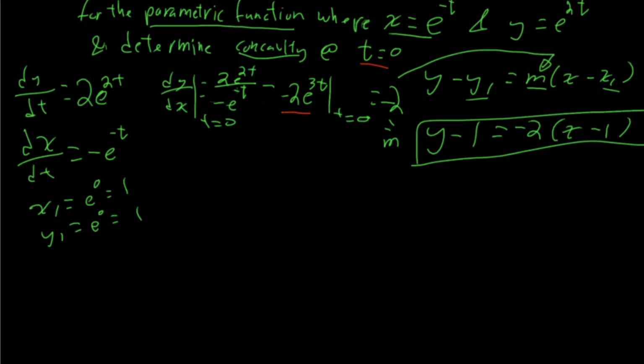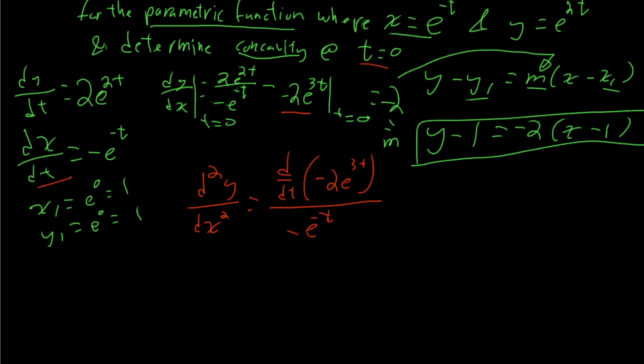So let's find first the second derivative of our function. If we know that this is our dy over dx, and this is dx over dt, our second derivative is going to be the derivative with respect to t of negative 2e to the 3t, divided by dx over dt, so negative e to the negative t. Simple enough. The derivative of negative 2e to the 3t is just going to be negative 6e to the 3t, and then we divide it by negative e to the negative t, and simplifying we just get 6e to the 4t.